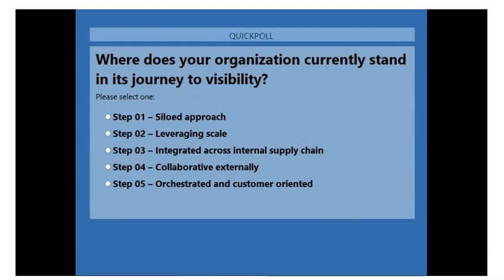Again, step one is the siloed approach. Step two would be leveraging scale and the track and trace approach, so to say. The third one is a more integrated internal visibility level. The fourth one is collaborative, so you're able to collaborate with external partners, be it suppliers, carriers or your customers. And the fifth step is really an orchestrated, summarized supply chain. So please take the next 5 minutes, 5 seconds to answer that. And I leave it to Talia to close the poll whenever she feels it is full.